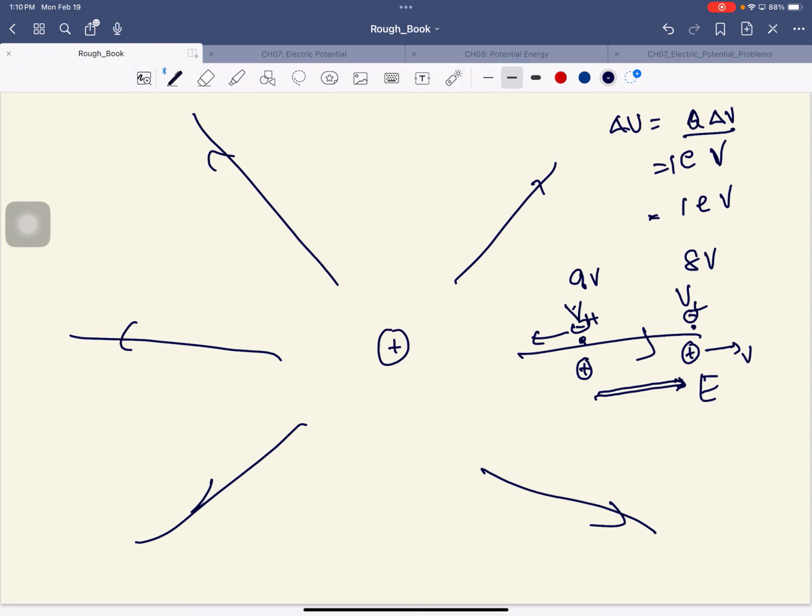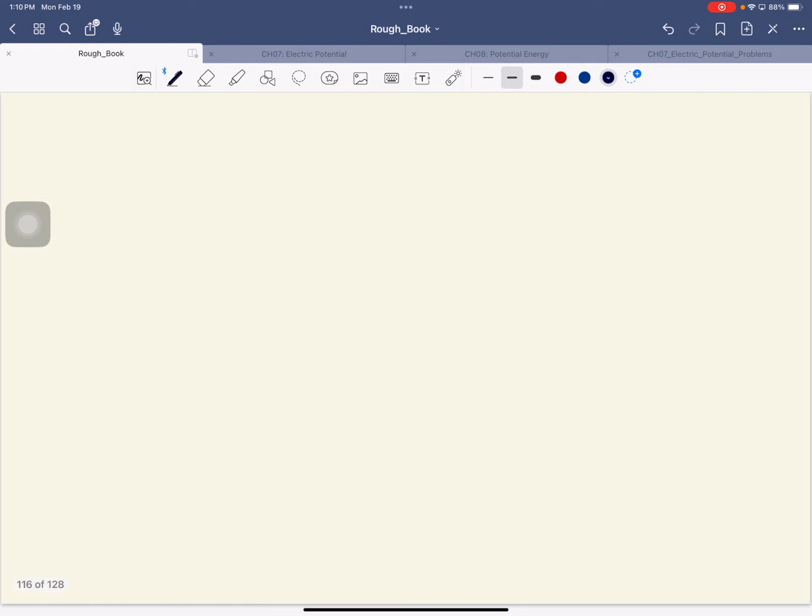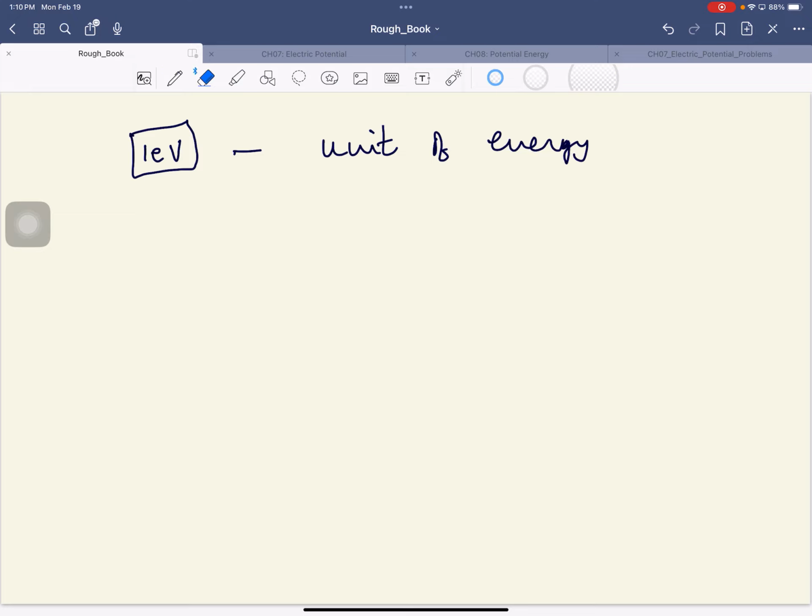All right, so here's what I want you to remember from today. An electron volt is a unit of energy. Very important unit of energy. And what is it? When a charge of 1 e falls through 1 volt, that's the energy it gains. Okay? And this energy is used everywhere.